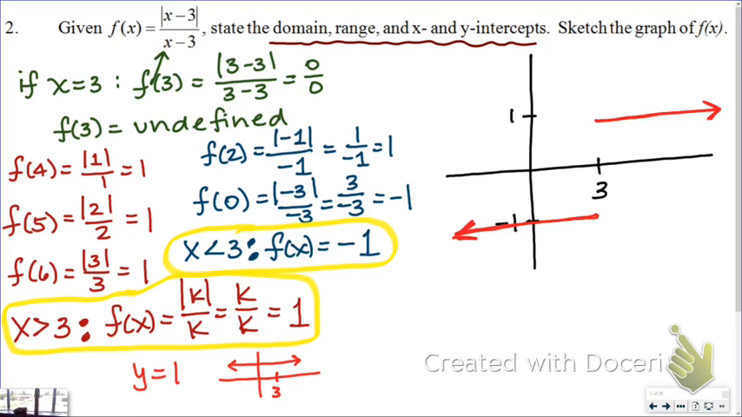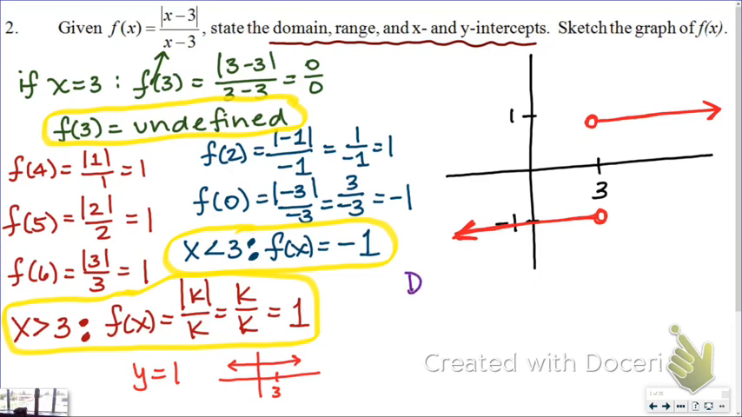And then the last thing we need to account for is the fact that we know that when x is 3, the function is undefined. That means there's no point there. The graph doesn't exist there, so we need to put holes there. So this is a picture of the graph of our function, f of x, and now it's very easy to answer the other questions. What are the domain and the range and the intercepts?